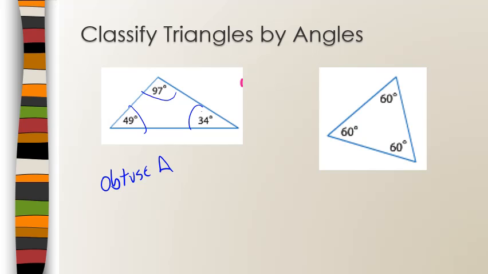All right, let's go to the next one. Well, I've got a 60, 60, 60 angle measurement for all 3 angles. Guess what? This has got to be equiangular.